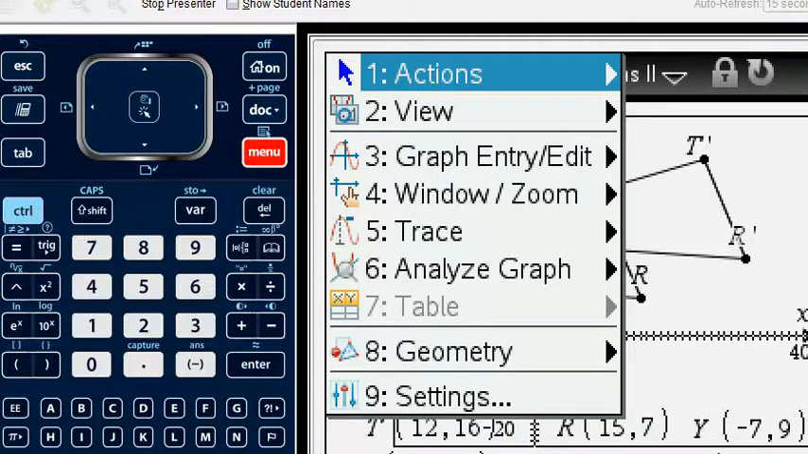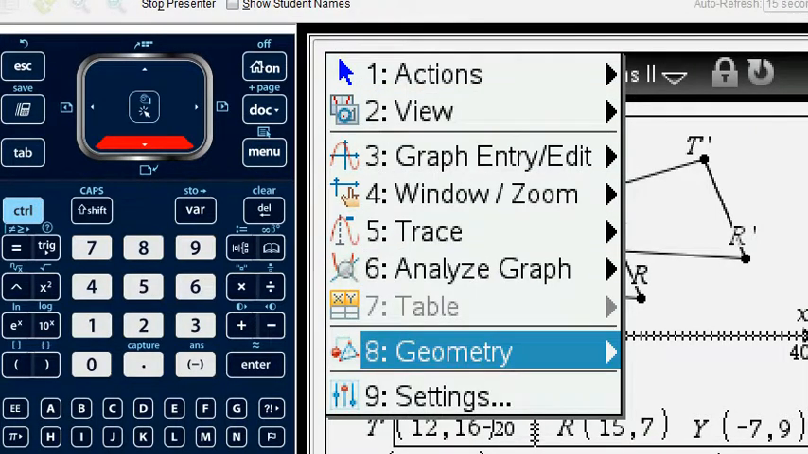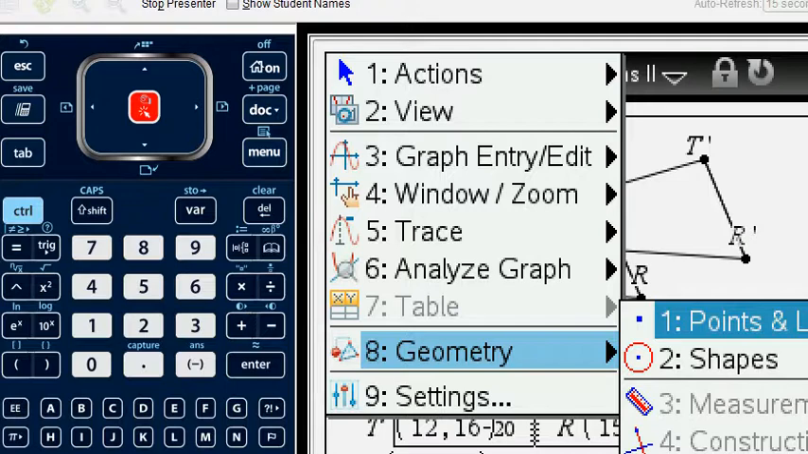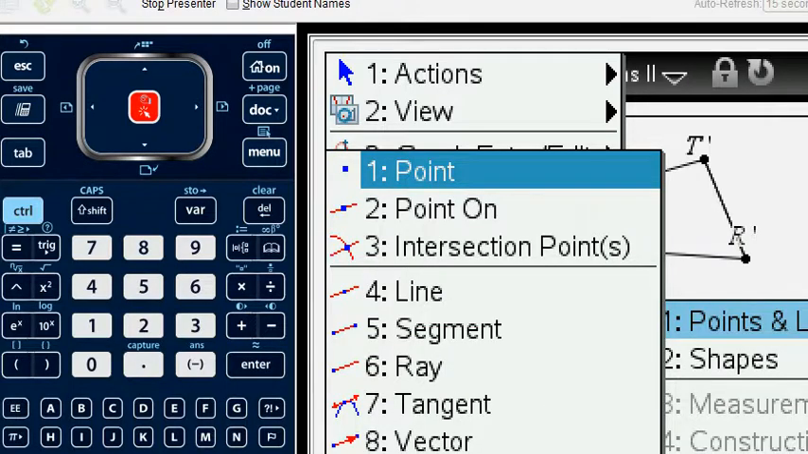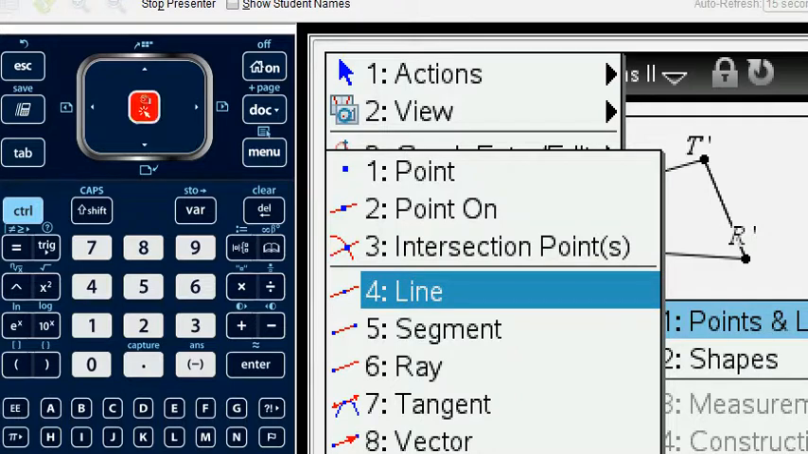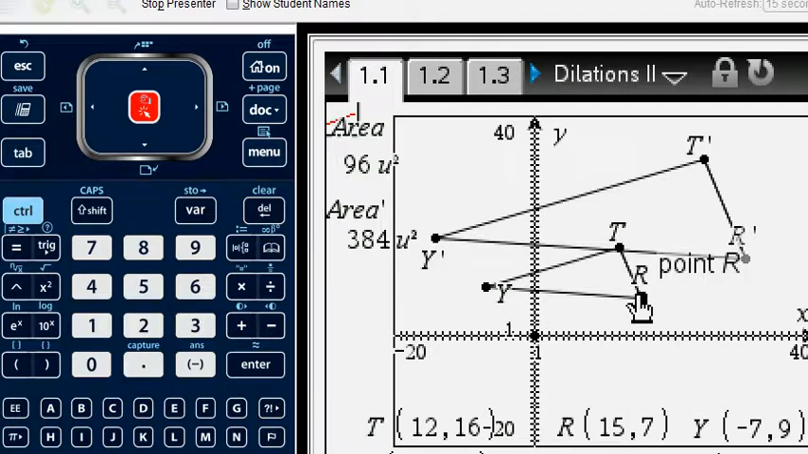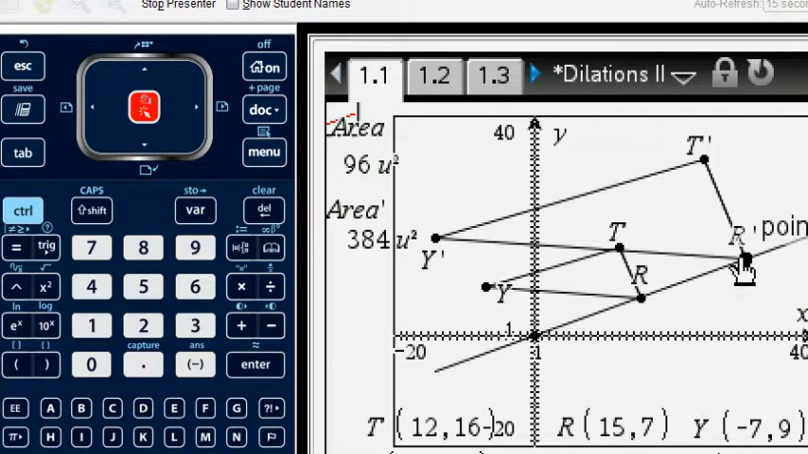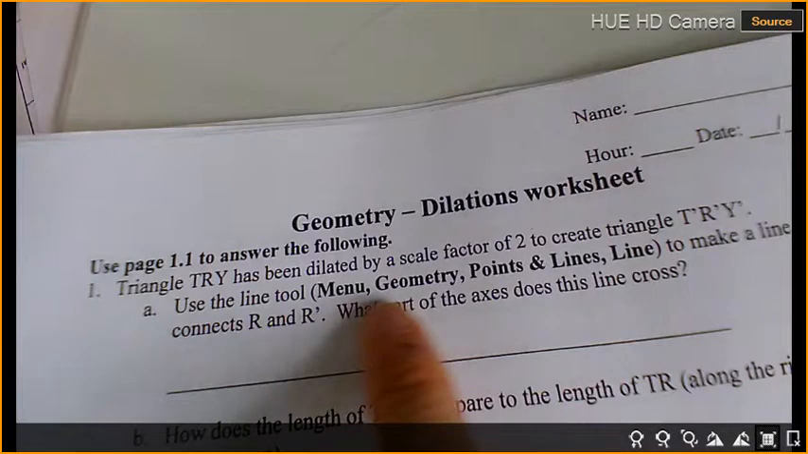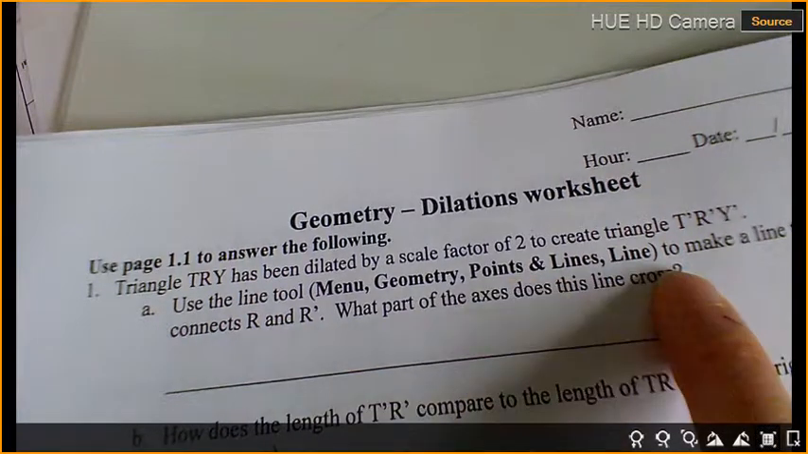Okay. I am now going to go to geometry, number 8 here. I am then going to go to points and lines. I am then going to go to line. And I'm going to make a line from R to R'. So it says it right on your paper. If we look on your paper right here, it literally tells you in bold how to get from one to the other.